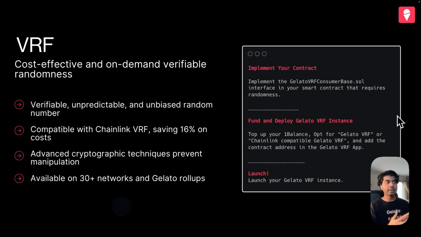So how you implement VRF is essentially you implement your contract, you inherit the Gelato VRF consumer base, and you pretty much deploy your contract. Then you go over to the Gelato UI, you top up your 1Balance, head over to Gelato VRF, and add the contract address in the Gelato VRF app, and then basically you launch the task. Every time the request randomness event is emitted from your contract, the Gelato VRF task will fulfill the randomness in your contract. So that's how VRF actually works.